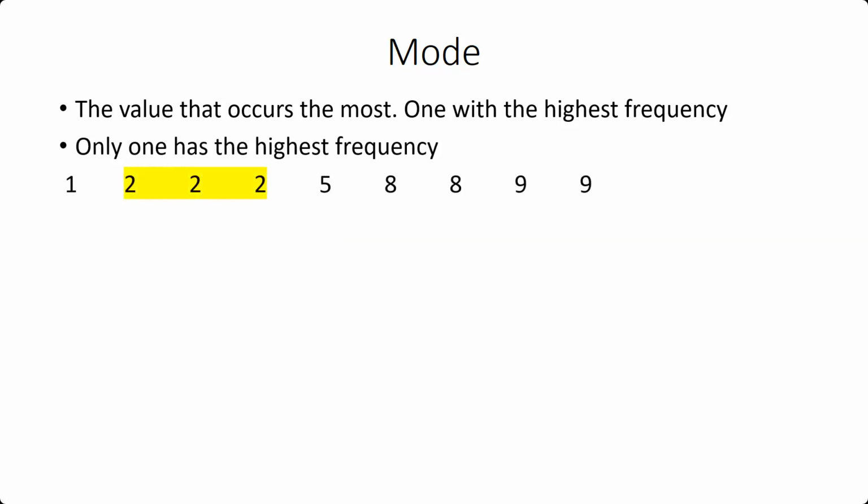If we look at this one, there's 1, 1, there's 3 2s, 1 5. 8s and 9s do repeat, but they're only repeating twice. So 2 has the largest frequency. The mode is 2. But a mode could have one answer, no answers, or many answers. In this case, we had 1. It's not that it repeats, it's that it repeats the most. If none of them repeat, then there's no mode.